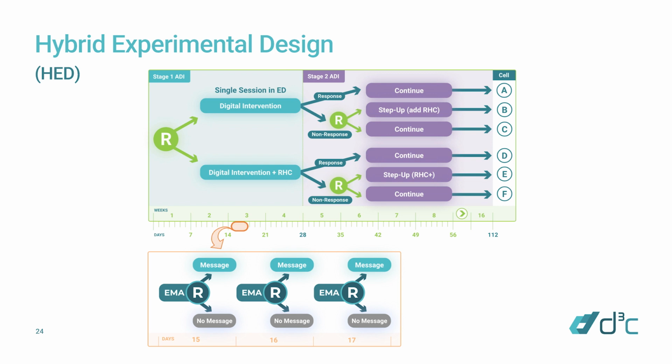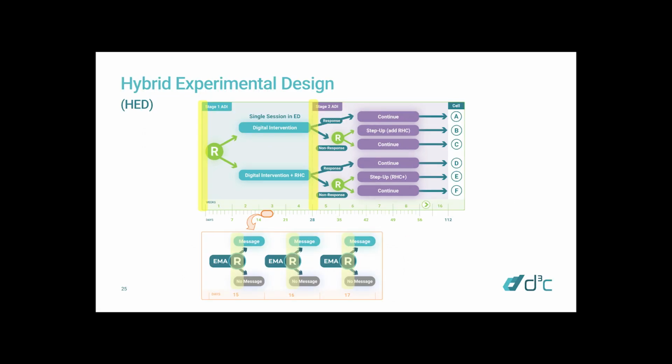And at the same time, every day, we collect data about the participants' state and context with EMAs and sensors, and we micro-randomize to the message versus no message. So I'm randomizing on 2 time scales.